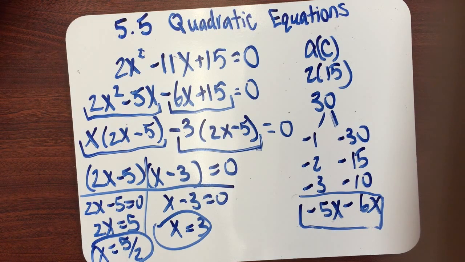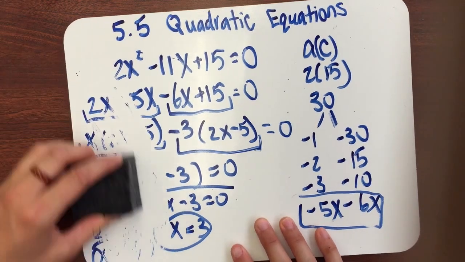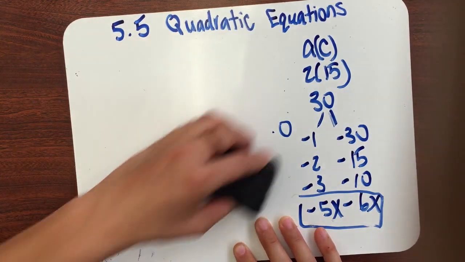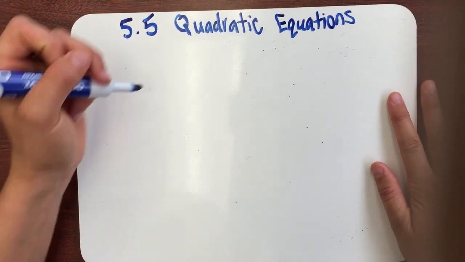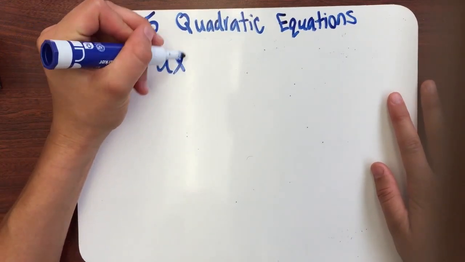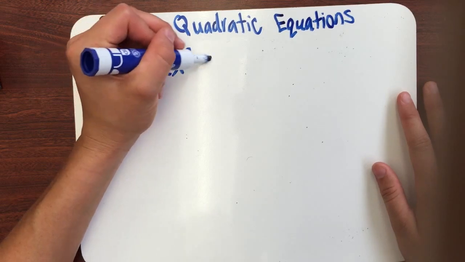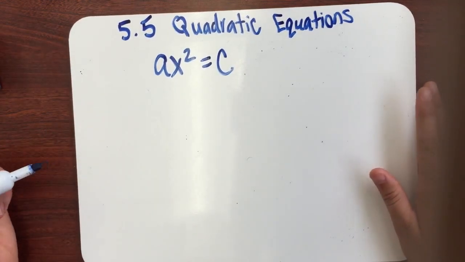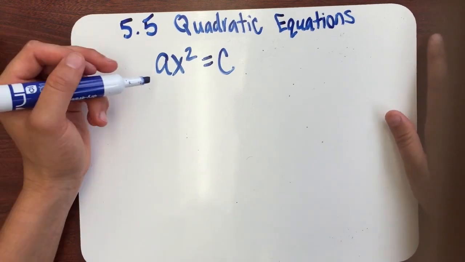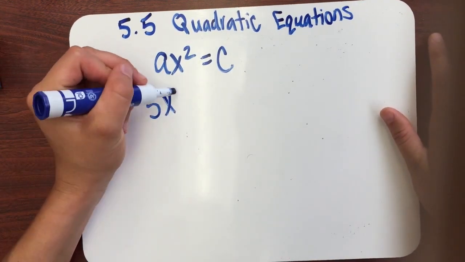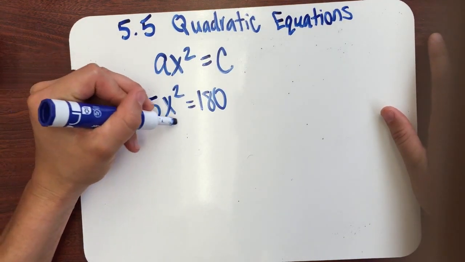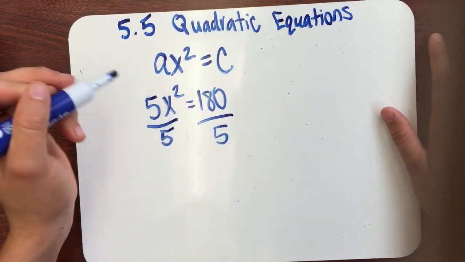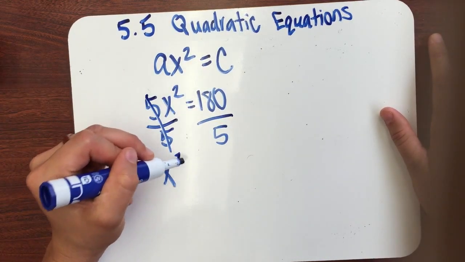The next thing we have to go over is when there is no bx term. So when there is no bx term, meaning a linear term, it will be in the form of ax squared is equal to c. So for example, we can say we have 5x squared equals 180. So we're going to solve for x by first dividing both sides by 5. That will cancel. We're left with an x squared.